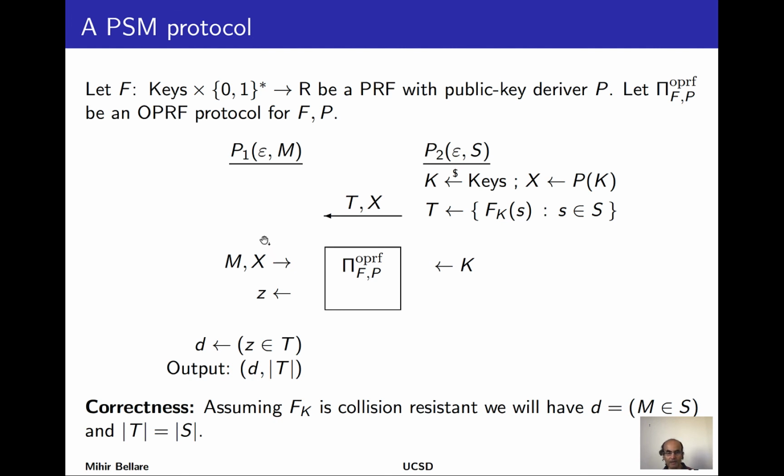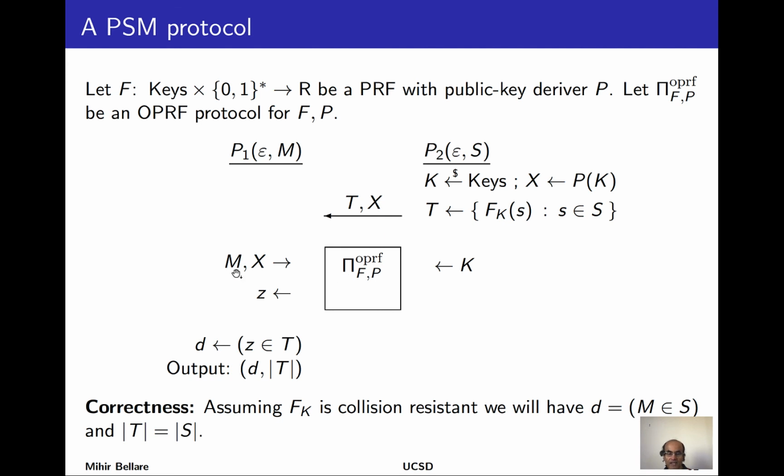Now, what party 1 wants to do is compute f sub k on its own message M. Why does it want to do that? Because it can then just test if that value belongs to this set, and that's effectively testing whether M belongs to the original set. But if it wants to compute f sub k of M with k held by the server, it certainly doesn't want to reveal M, so it's not going to send M over. So what enables it to do this is our Oblivious PRF protocol.